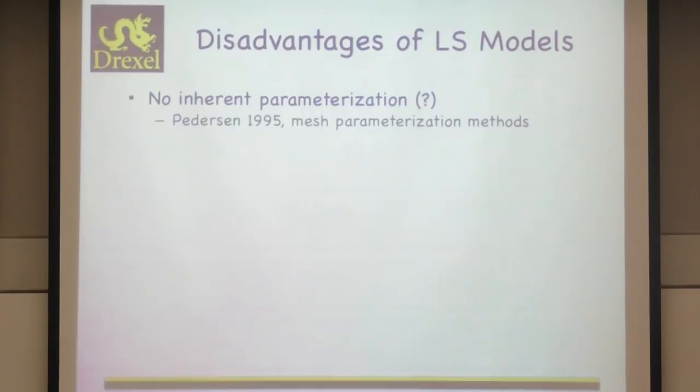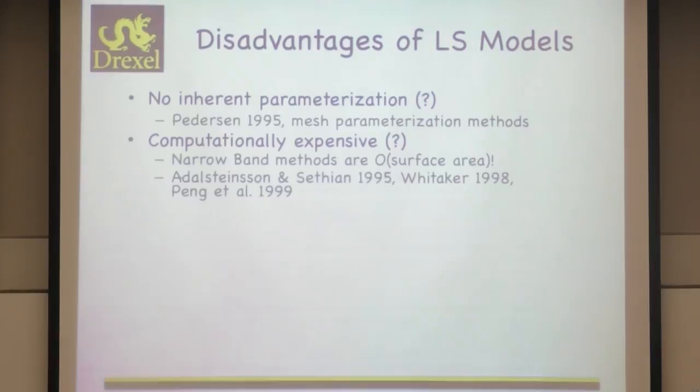Okay, this is not a silver bullet. They're good. Everything has pros and cons. Did I mention there's no parameterization? Well, for a lot of graphics applications, that's kind of a problem. Having a parameterization would be nice. But it really turns out that I think there are plenty of mesh parameterization techniques for parameterizing polygon soups. So I think some of those could be applied to level sets.